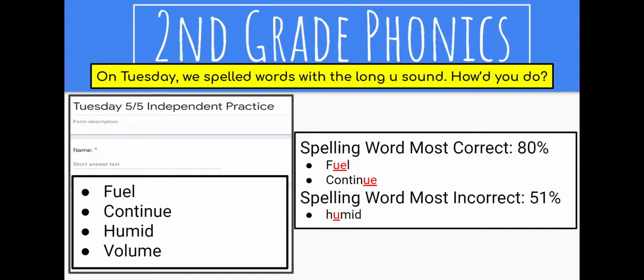Keep practicing. Keep looking at your sight words. The more that you practice reading, the more that you practice writing, the better that you will become at learning those spelling patterns and applying those spelling patterns.